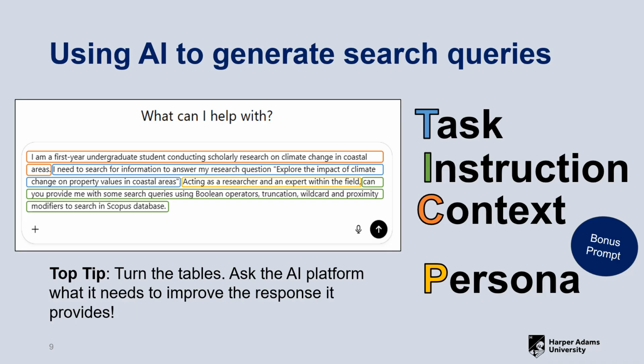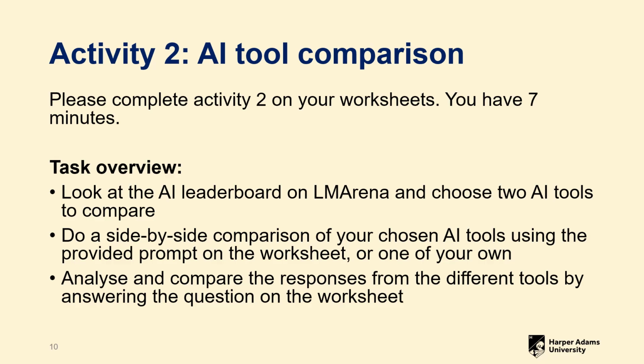It might ask for more details about your research focus, maybe suggest clarifications about your target database, or request information about the types of sources you're looking for. This iterative process often leads to much more targeted and useful search queries. Remember, the goal isn't just to get any search results, it's to get the right search results that will advance your research effectively. Next, try Activity 2 on your worksheets.